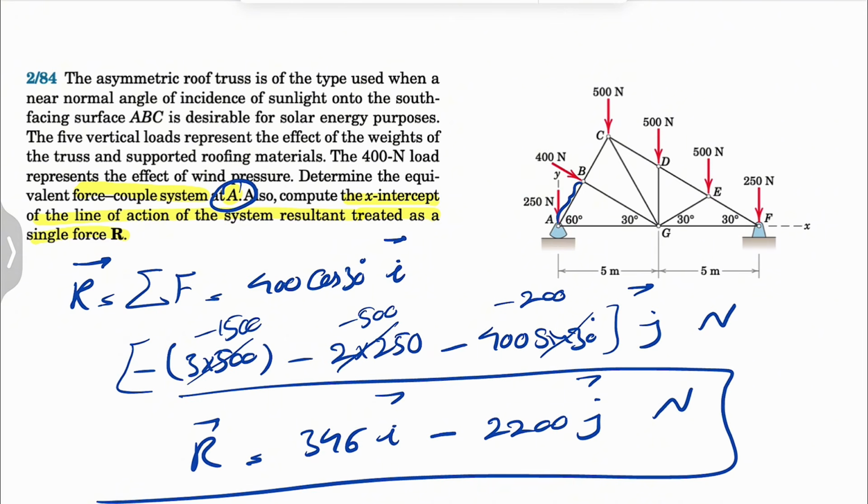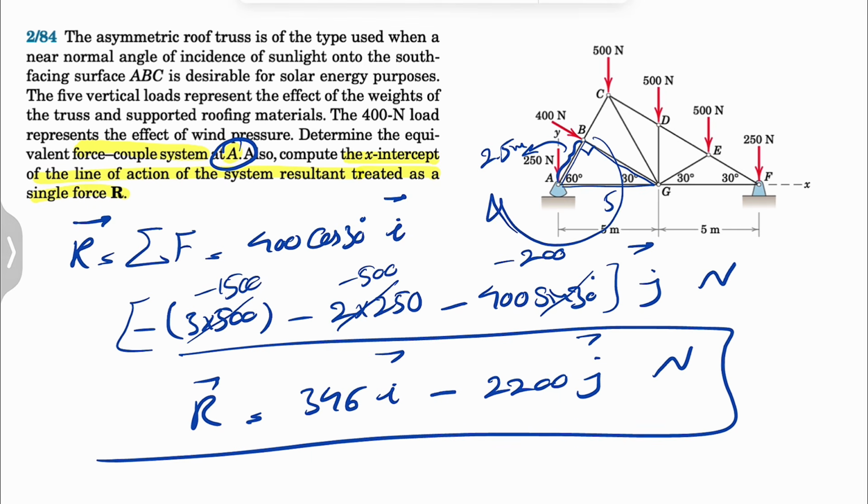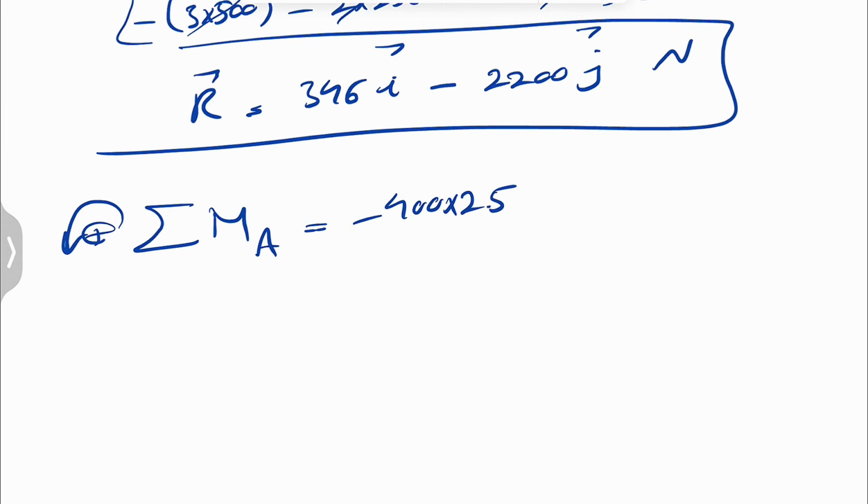In this right triangle, the hypotenuse is 5, which means this side is 5 times sine of 30, or 2.5. Again, sine of 30 is 1/2 or 0.5. The moment of 400 is clockwise, so negative 400 times 2.5.